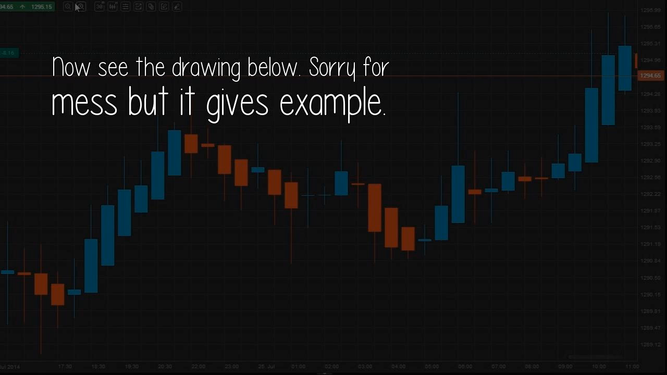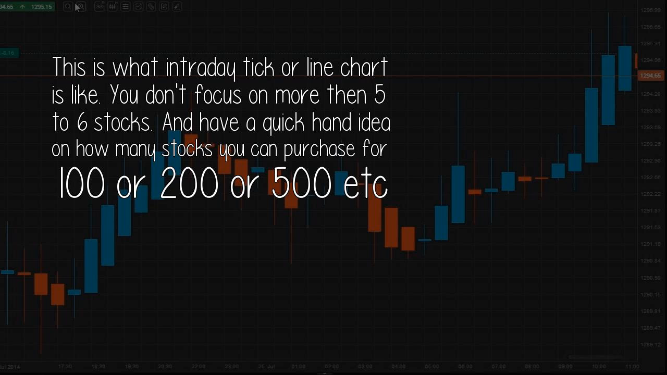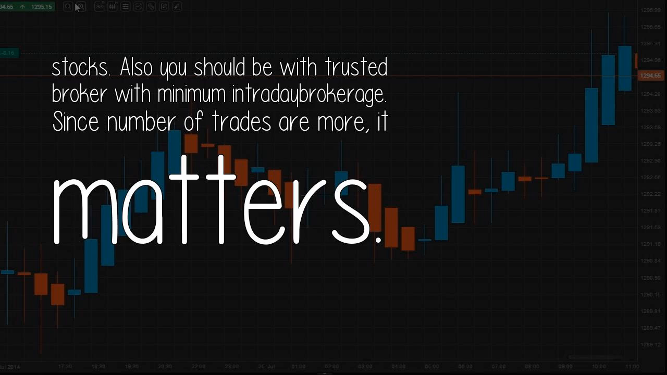Now see the drawing below. Sorry for the mess, but it gives an example. This is what an intraday tick or line chart is like. You don't focus on more than 5 to 6 stocks, and have a quick idea of how many stocks you can purchase for 100 or 200 or 500 etc. Also, you should be with a trusted broker with minimum intraday brokerage. Since the number of trades is more, it matters.